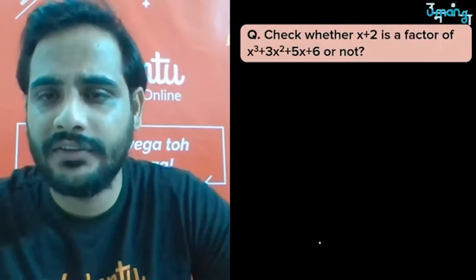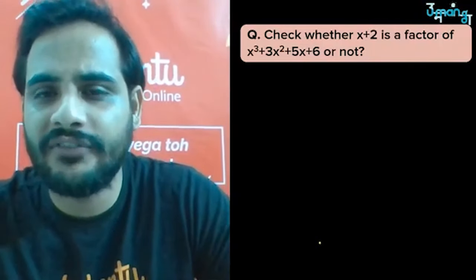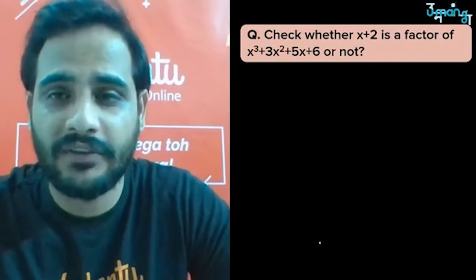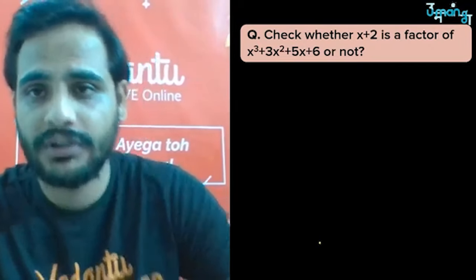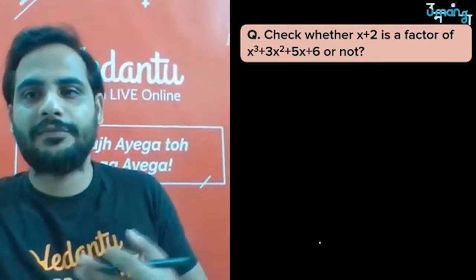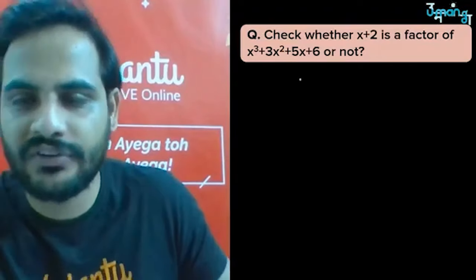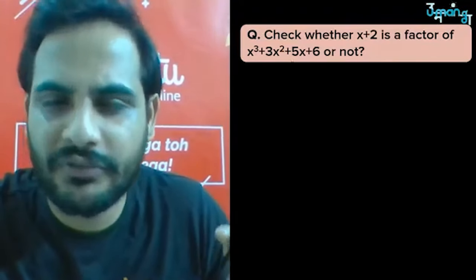The next question is, check whether x plus 2 is a factor of x cube plus 3x square plus 5x plus 6 or not. So you have to check whether x plus 2 is a factor or not. So if x plus 2 is a factor, I know the remainder should be equal to 0.